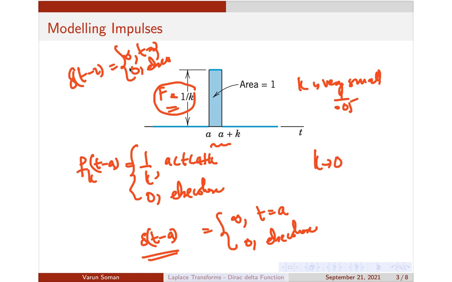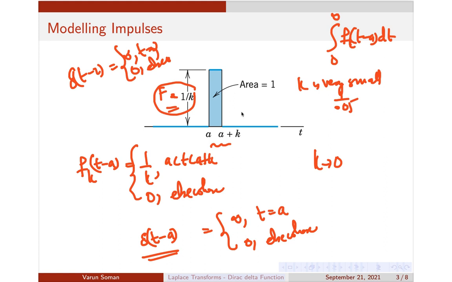Okay, so before we discuss the properties of Dirac delta functions, please kindly make use of this observation. So you can see that, what will be the area from 0 to infinity of f_k(t minus a)? What is this area? What is the value of this quantity? You know that the integral is actually the area under the graph. So the integral from 0 to infinity of f_k(t minus a) is the area under the graph.